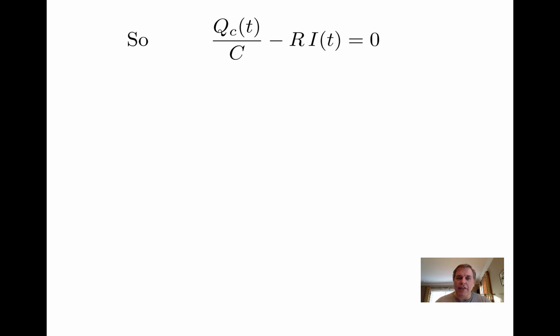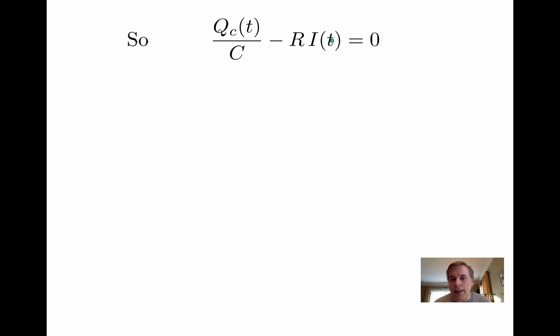My goal is to get a differential equation that contains only one function. But now that's not very useful. I have two different functions. I have Q_C, the charge on the capacitor as a function of time, and the current as a function of time. But they're connected, they're related. So my goal is to rewrite this equation in terms of just one function of time.